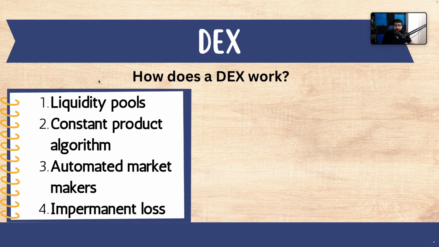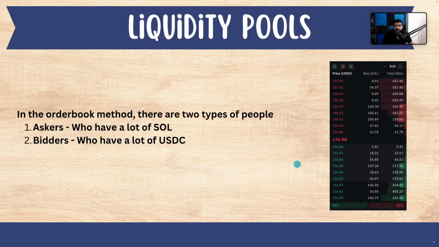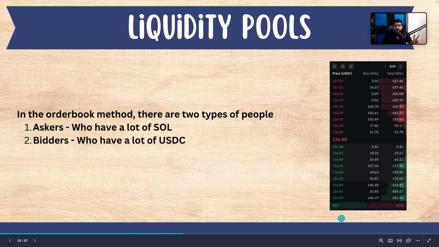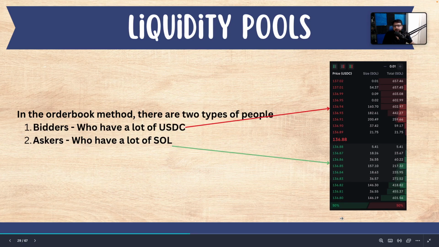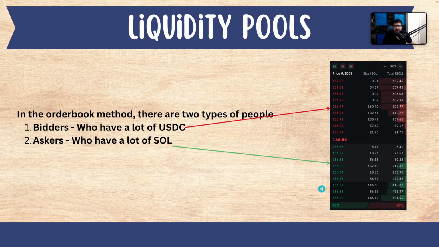Let's kick things off with liquidity pools. In the order book method, there are two types of people, askers and bidders. People who put asks, people who put bids, people who are selling Solana, people who are buying Solana. These are the two types of people on an order book. Bidders are these guys. Askers are these guys. Notice in the end, what does this mean? It means that this much Solana is owned by a bunch of people, right?